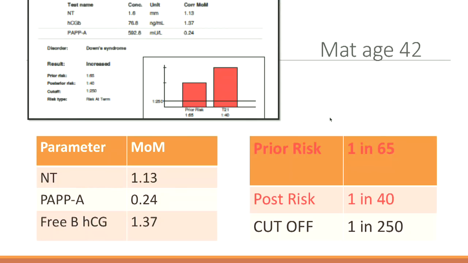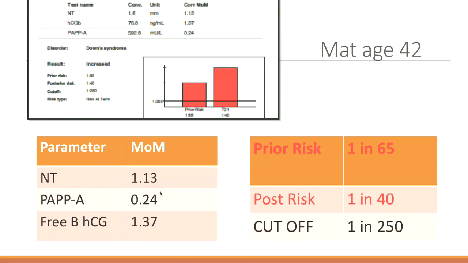Now here again the concept is to understand why this report has become positive. The NT value looks normal, it is around 1.13, close to 1 MoM. The beta HCG also looks okay, but it is the PAPP-A that has actually gone very low. The PAPP-A is less than 0.5 MoM, and that is the reason why the screening test has become positive.